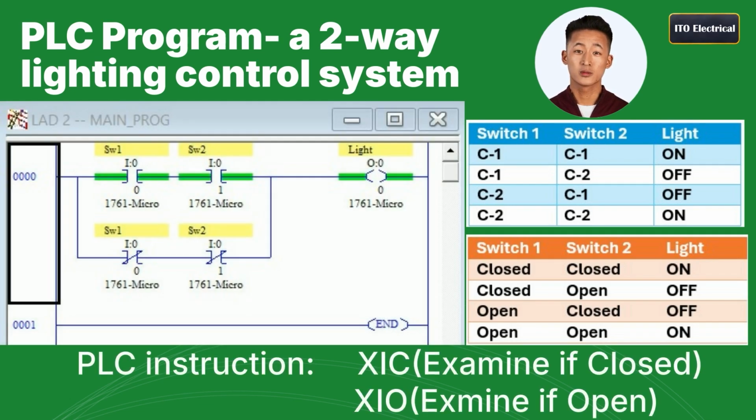Now, we implement this using PLC instructions. The PLC program mirrors this table, ensuring the same logical functions for 2-way switching. Let's compare the program with the table. Both follow the same logic. Using XIC, examine if closed, to detect a switch being closed. Using XIO, examine if open, to detect a switch being open. The program logic accurately replicates the table's functionality.